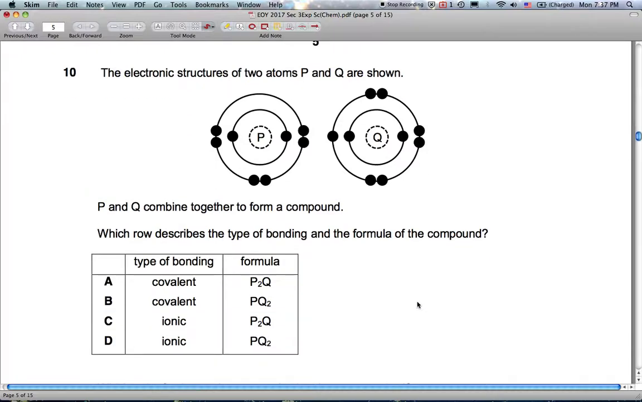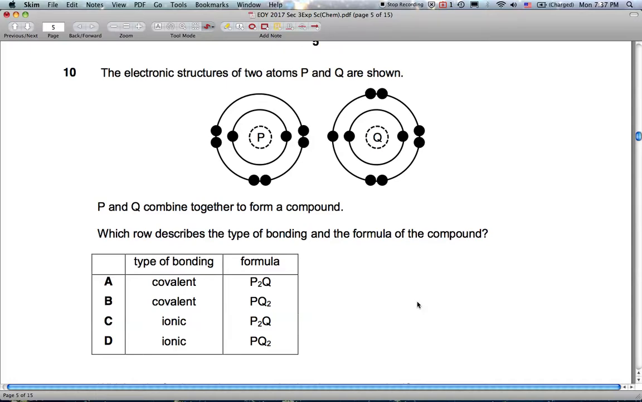Okay, question number 10. The electronic structures of two atoms P and Q are as shown. P and Q combine together to form a compound. Which row describes the type of bonding and formula of the compound? The first thing we do is to look at the number of valence electrons. This will tell us whether it's a metal or non-metal, and therefore we are able to determine the kind of bonding that occurs between them.